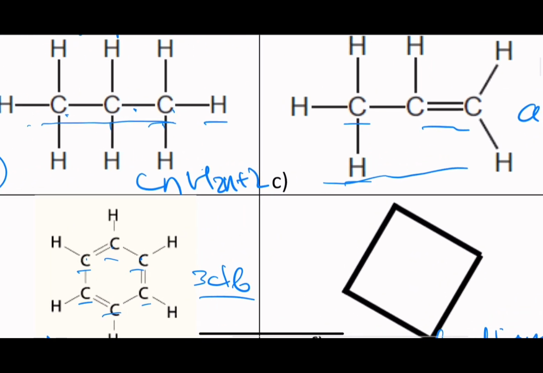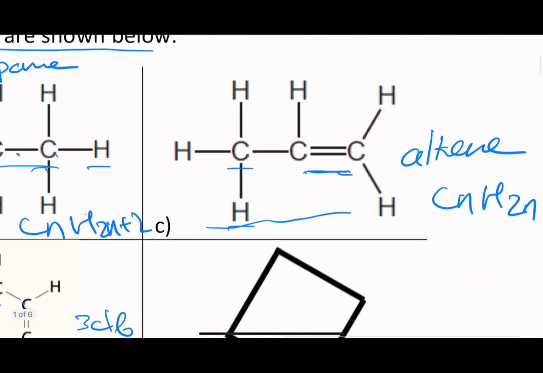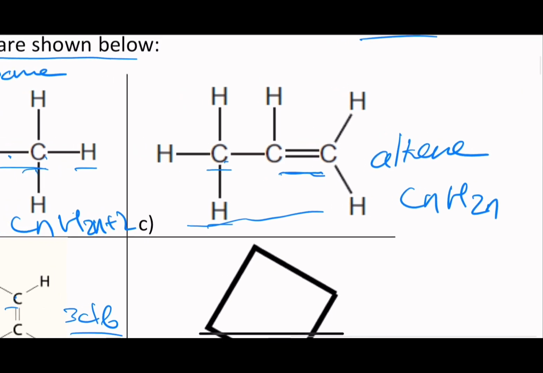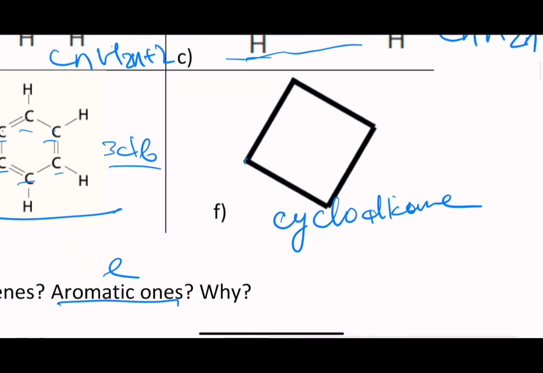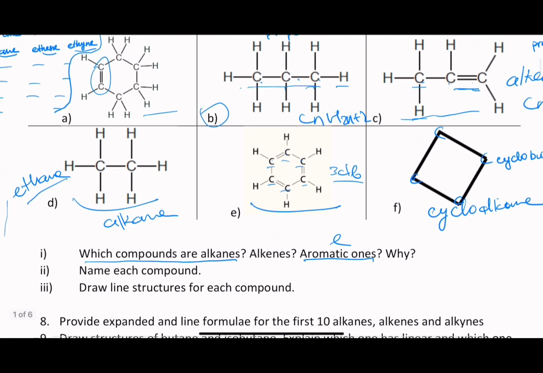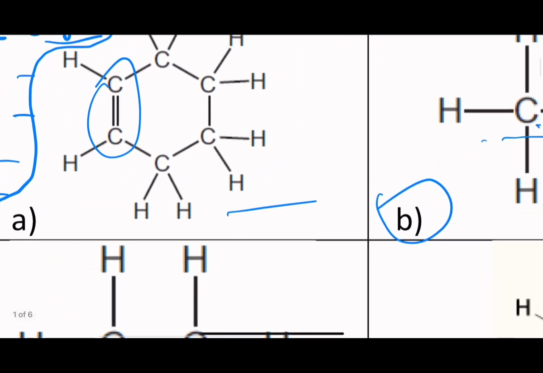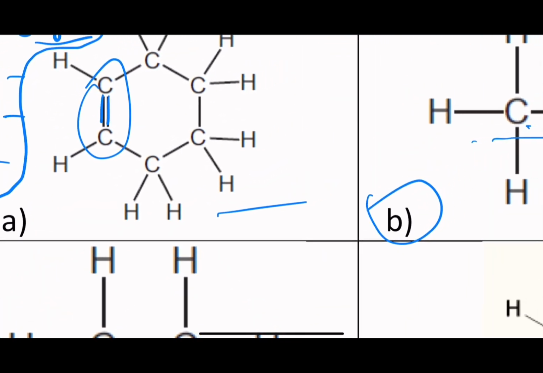And this one has one double bond, so it is an alkene. Three carbons is prop, so it is going to be called propene. And then we have here one carbon, two, three, and four. Four carbons is but, and if we have only single bonds like this, it is a cycloalkane, so cyclobutane.